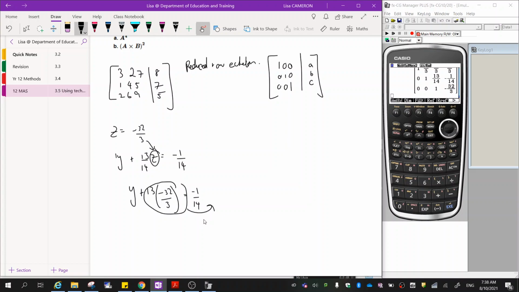If I was doing this, and I could use my calculator to get to this form, you better believe that I would not be bothered doing this, and I would chuck it straight in reduced row echelon form unless it asks you specifically to do it the other way.